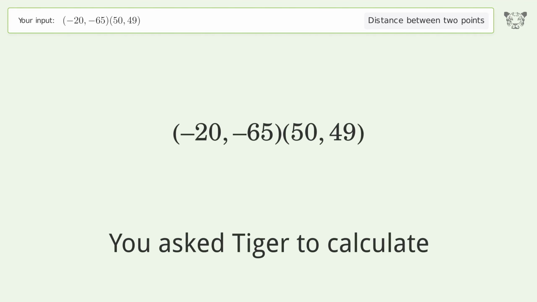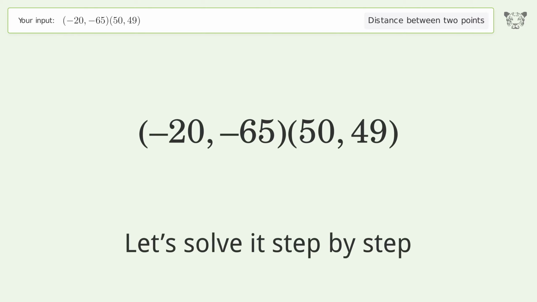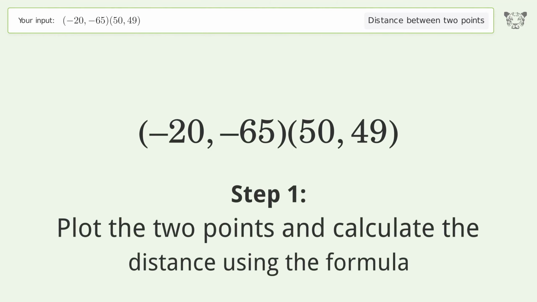You ask Tiger to calculate. This deals with the distance between 2 points. The distance between the 2 points is the square root of 17,896, or 133.776. Let's solve it step by step. Plot the 2 points and calculate the distance using the formula.